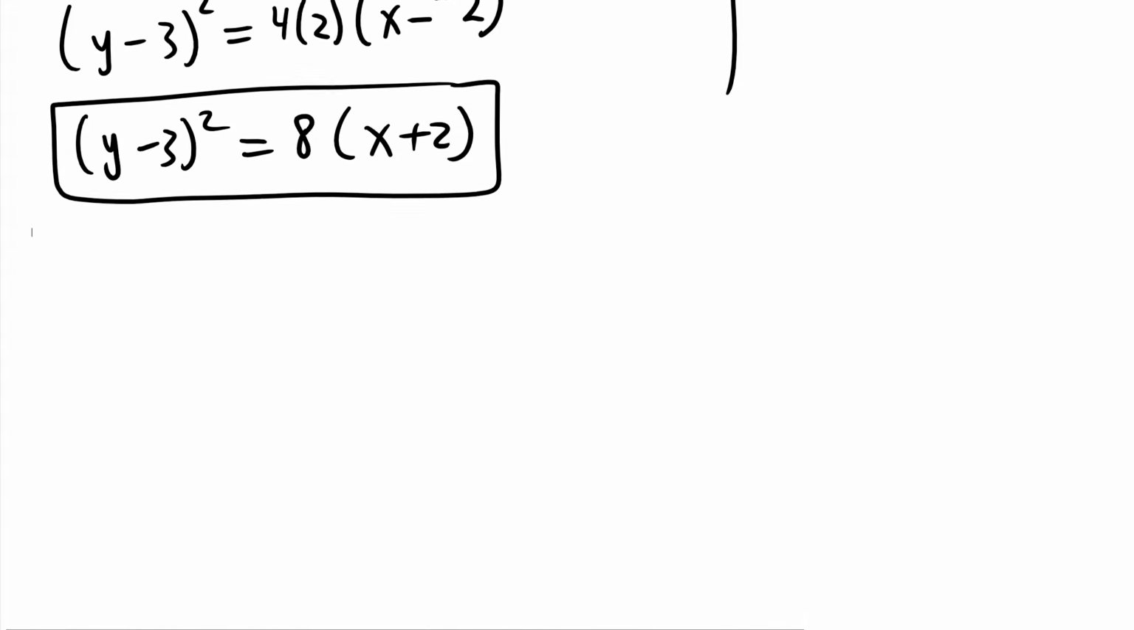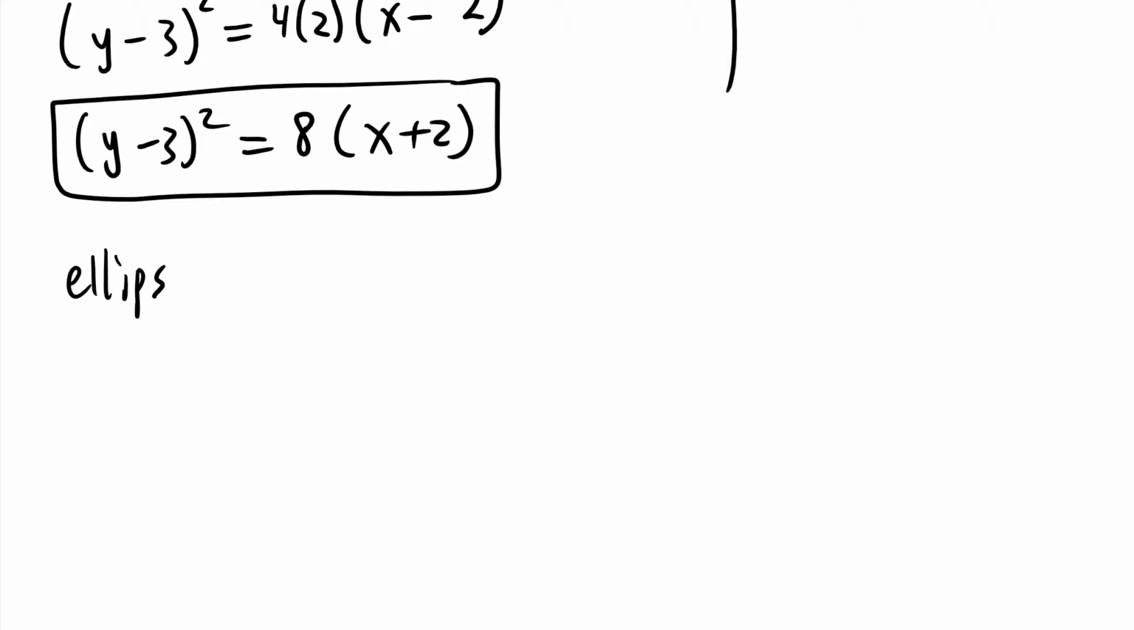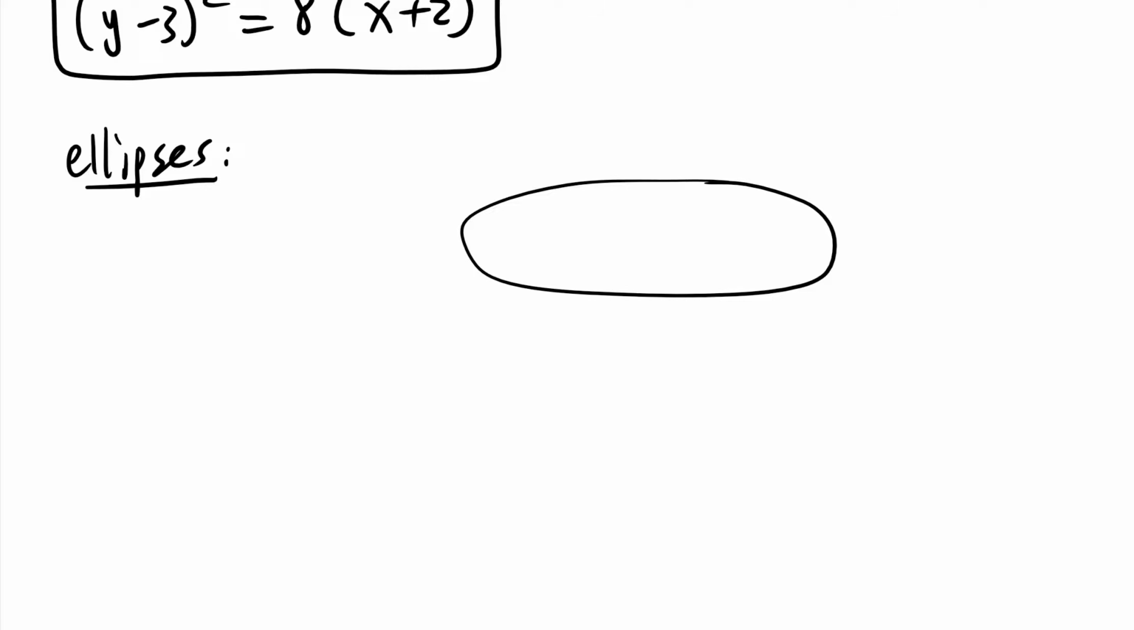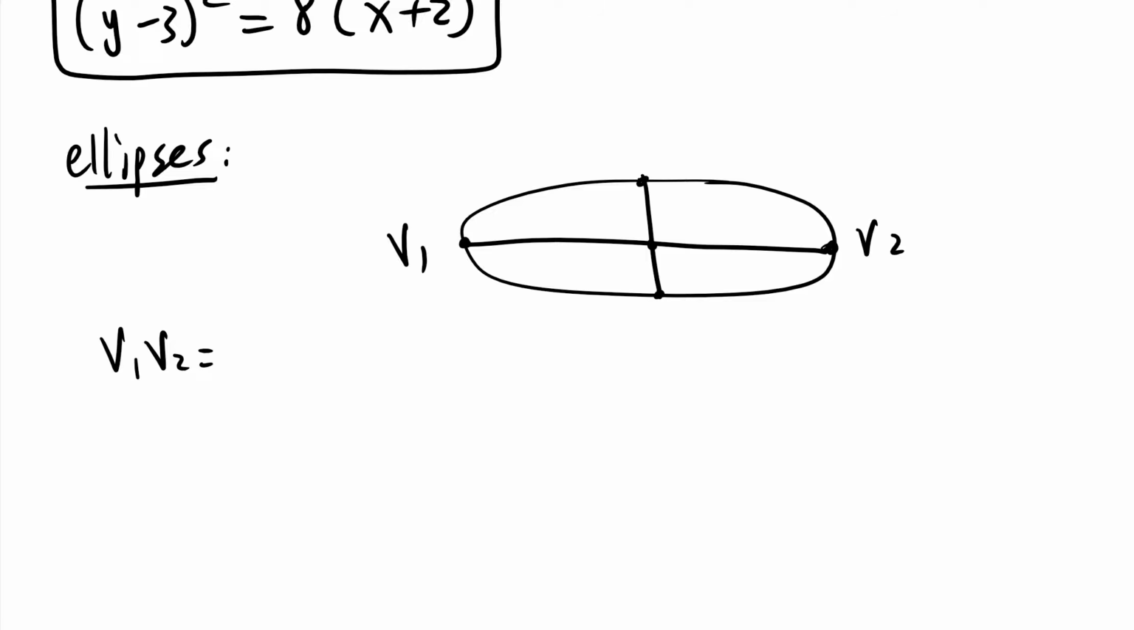Now ellipses. If you remember, let's say the ellipse goes this way. There are two axes we call the major axis and the minor axis. Call these V1 and V2. These are the vertices, V1 and V2. V1, V2 has a length of 2a, each half is a. V3, V4 are called co-vertices. V3, V4 has a length of 2b.